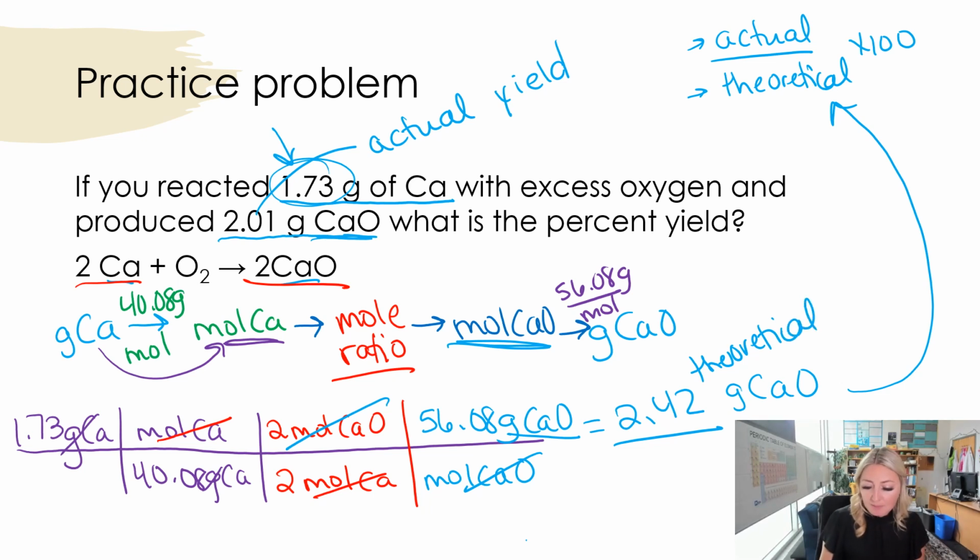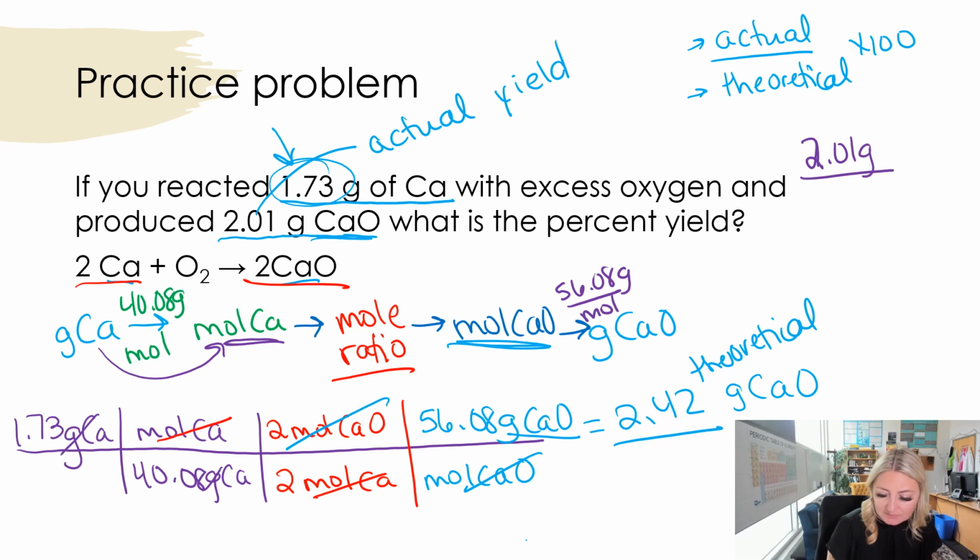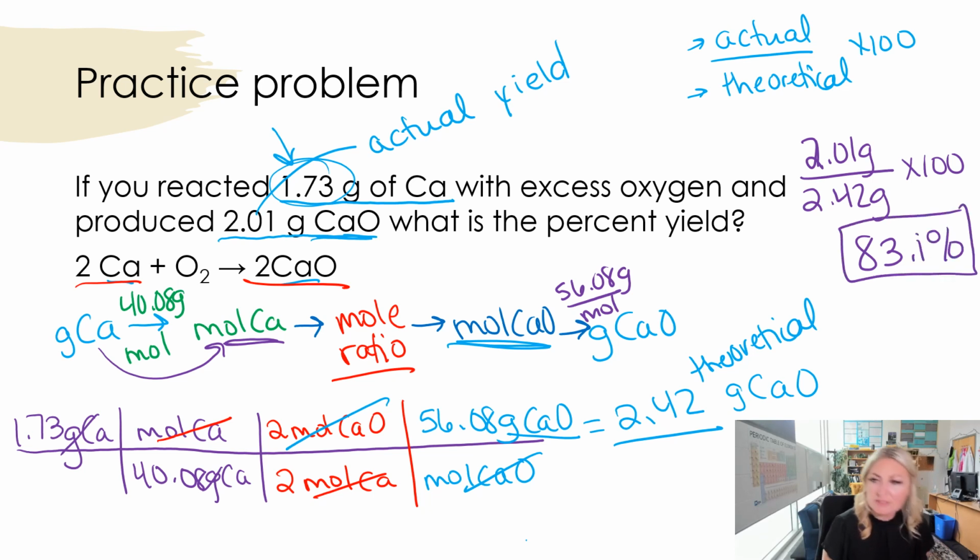Finishing up our problem, we are going to take our actual yield, 2.01 grams over the theoretical 2.42 grams. Multiply by 100, and what does that give me? 83.1% yield. That's pretty darn good.